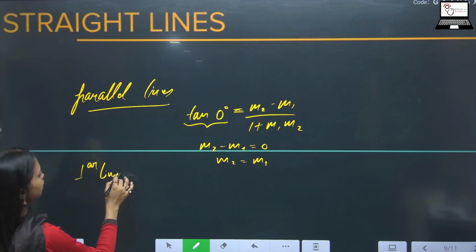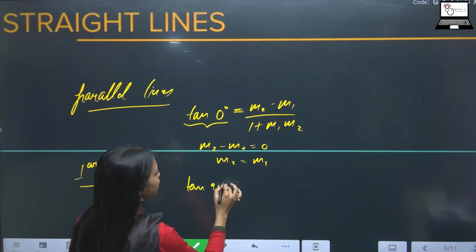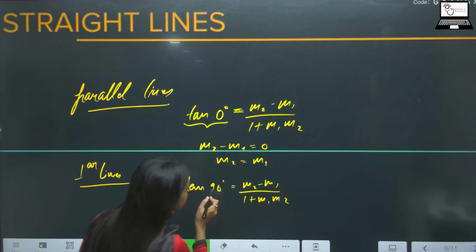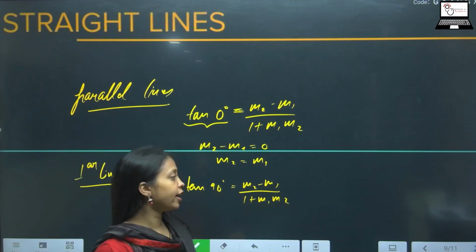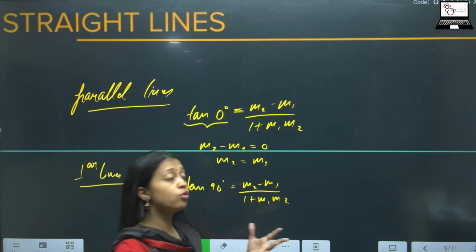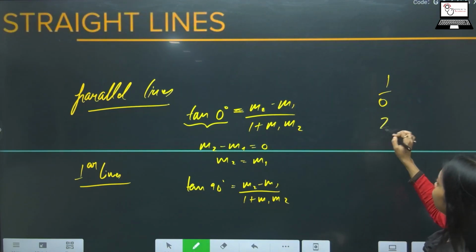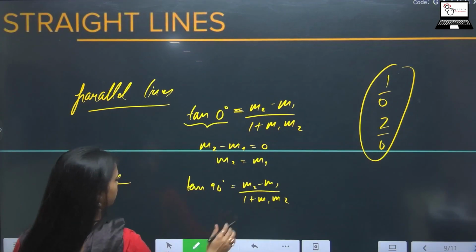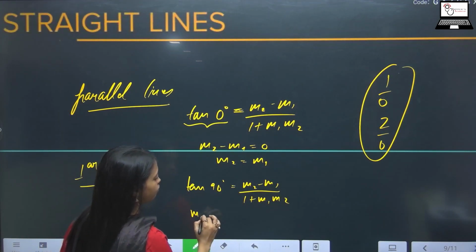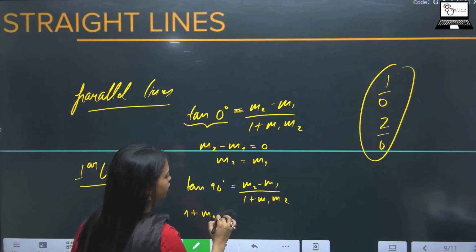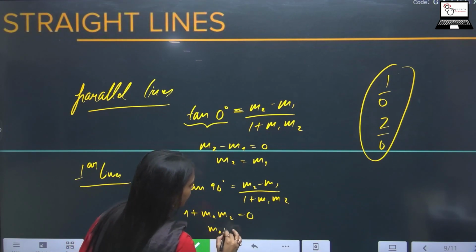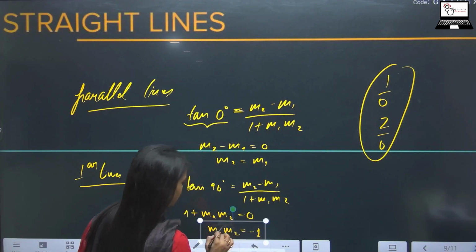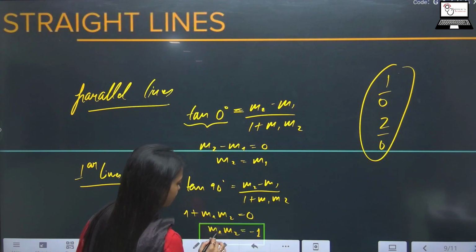Perpendicular lines: tan 90 degrees equals (m2 minus m1) upon (1 plus m1 m2). This is infinity, 1 by 0, not defined. It is not defined means the denominator is 0. When do we say a fraction is not defined? 1 by 0, 2 by 0, these are not defined. So the denominator is 0, which means 1 plus m1 m2 is 0, which means m1 m2 is minus 1. These are the two conditions for lines to be parallel and perpendicular.